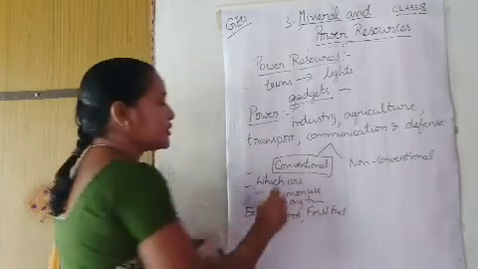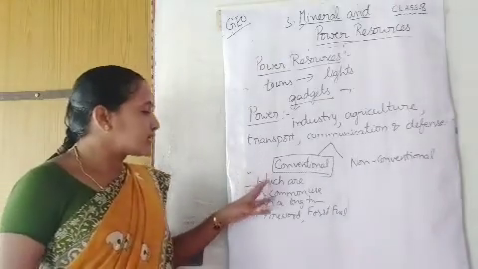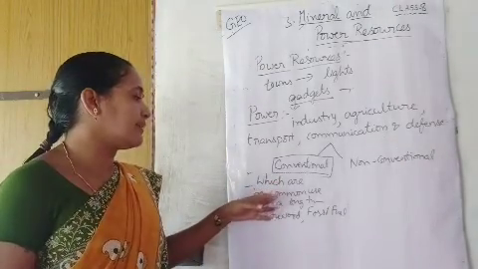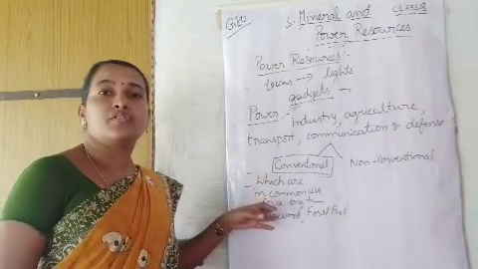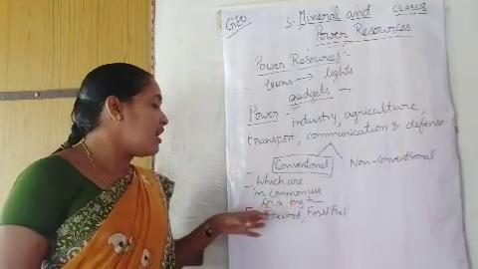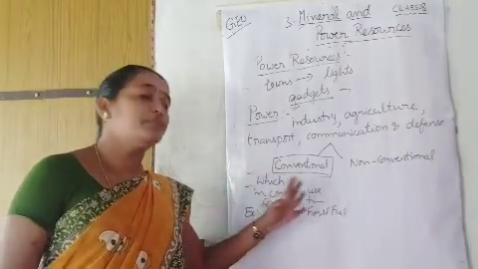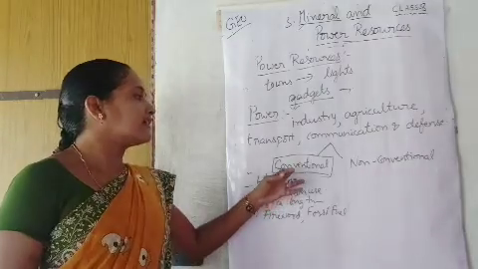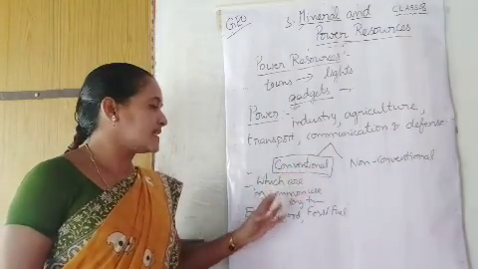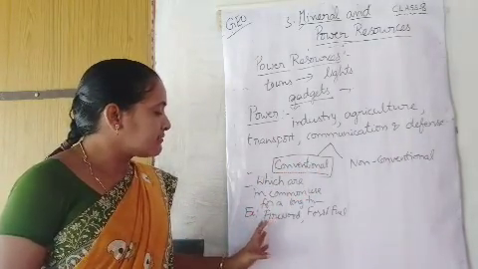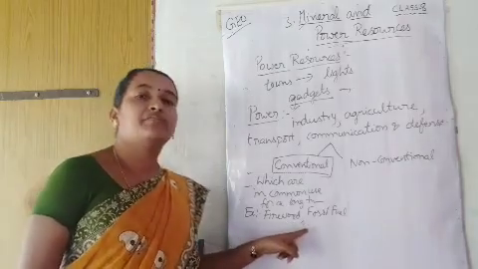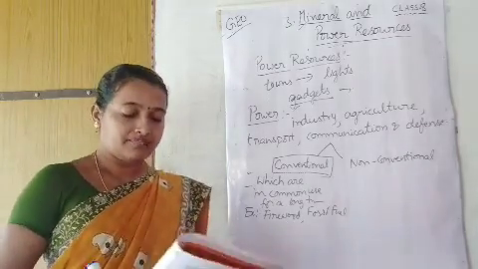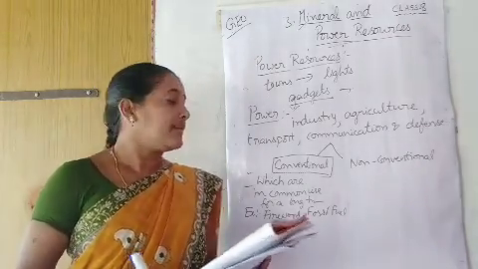Okay, these are the two examples. The sources which are used commonly by all people for a long time are called conventional sources. What examples have they given? Firewood and fossil fuel.